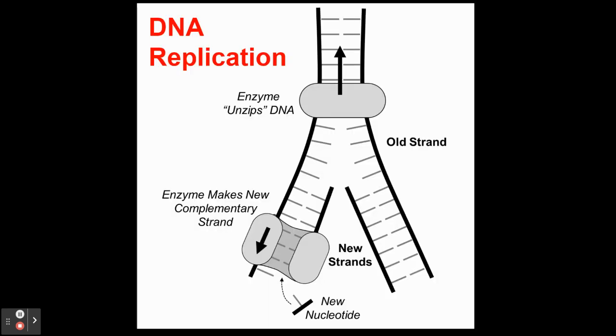DNA replication happens in S phase, and we use enzymes to unzip the DNA. So you break those hydrogen bonds, and then other enzymes come in and they create a complementary strand on both sides. So then you end up with two identical new strands of DNA.